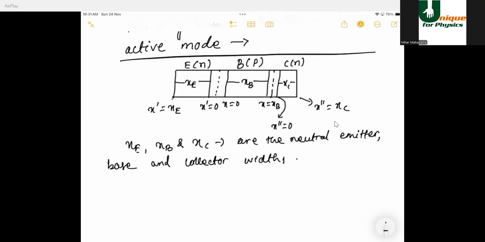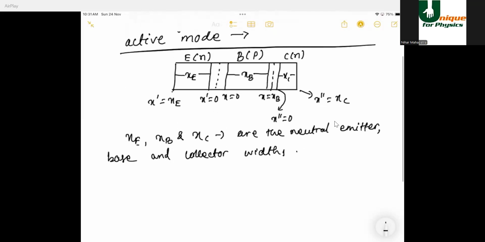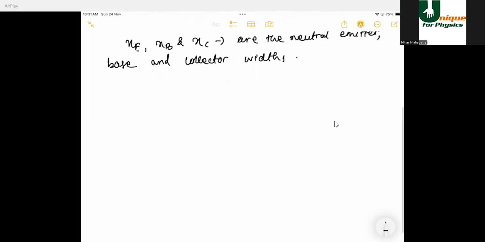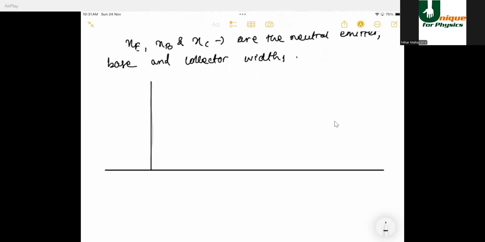Okay, so the other thing that we need to discuss is the distribution of minority carriers in forward active mode in all these regions. So let us consider the emitter region first. This is our emitter region. Then the junction between the base and emitter. Then the base region. And then the junction between the base and collector. And then the collector region.